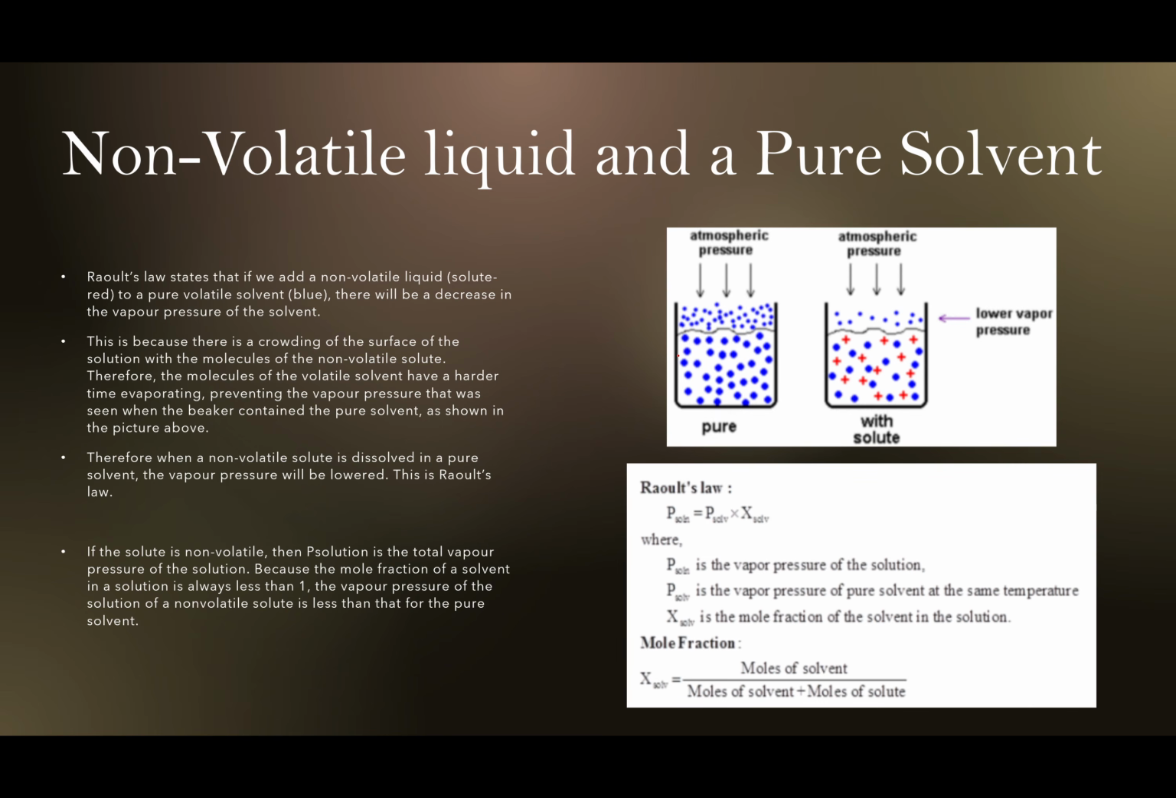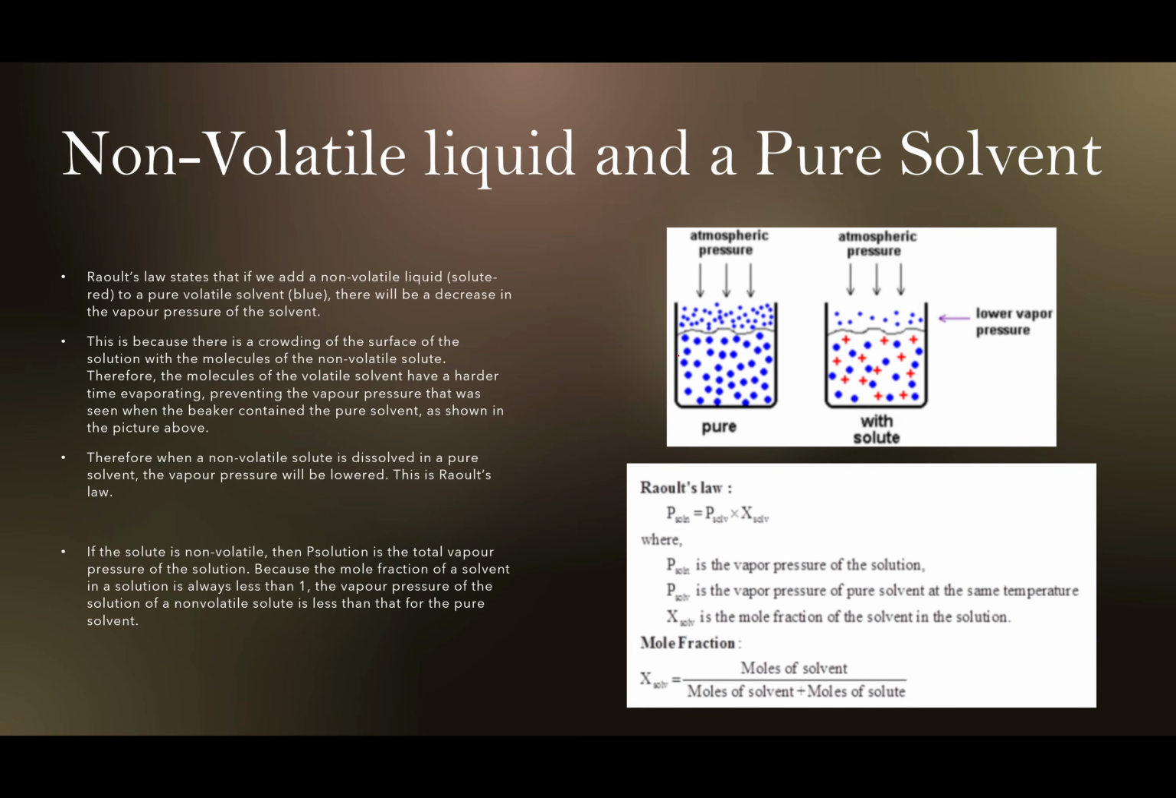So if the solute is non-volatile, the partial pressure of the solution is the total vapor pressure of the solution, because the mole fraction of the solution is always less than 1. So it's always going to be less. The vapor pressure of the solution of a non-volatile solute is less than that of the pure solvent. So if we're looking at the non-volatile solute, it's always going to be less than 1. So we need to note that.